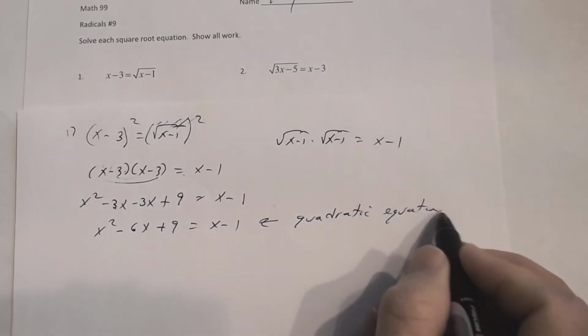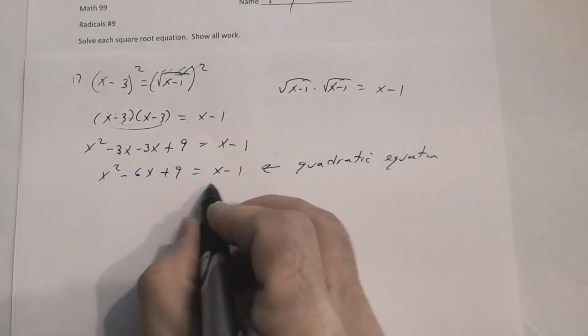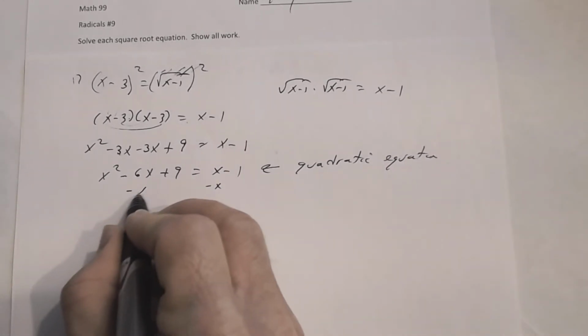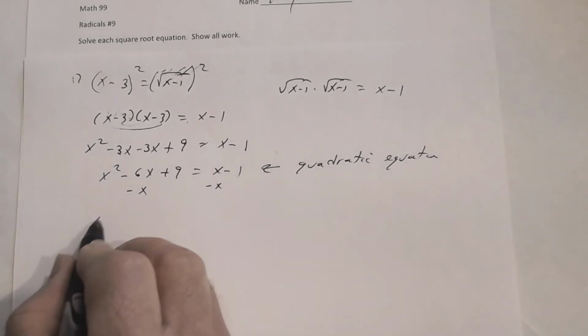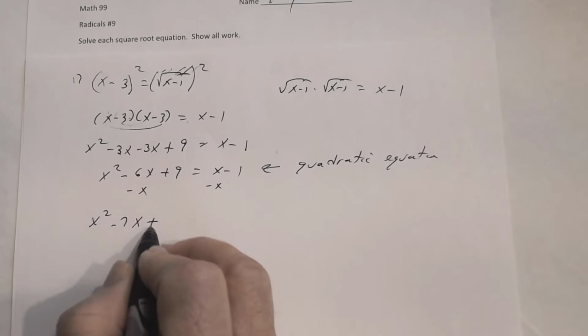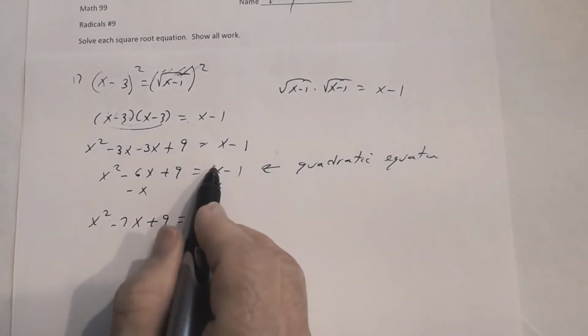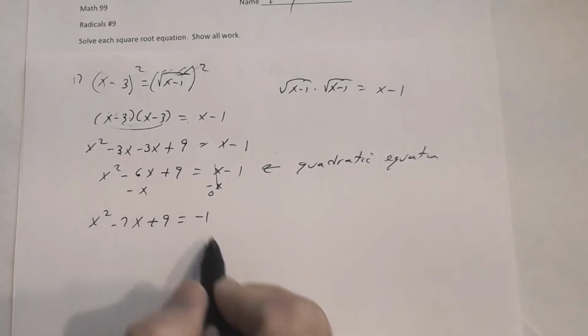Okay, so we've got to put it in standard form. So when I put this in standard form, I'm going to subtract x from both sides. And notice I'm aligning my like terms. What you do to one side, you do to the other. And so I get x squared, a negative 6x and a negative x is a negative 7x, plus 9 equals x minus x. That has to be 0. And so 0 minus 1 is a negative 1.